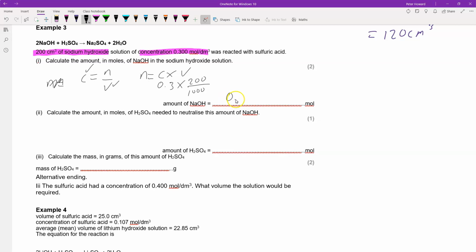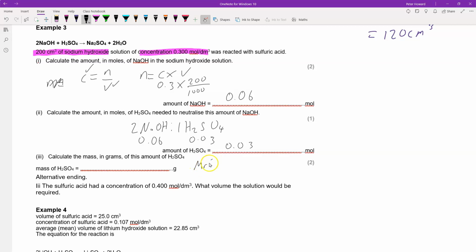So 0.06. Again, you see what I was saying, you would do a mole calculation first, then there's something about ratios. So again, 2 NaOH to 1 H2SO4. We have got 0.06 moles of this. So the moles of sulfuric acid, we halve this, so 0.03. Calculate the mass in grams of this.